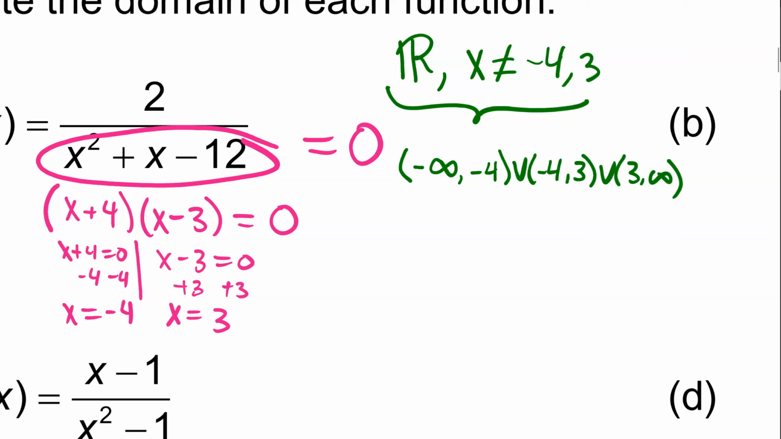So lots of unions. Got three intervals that are getting married, right? Being joined together. Unions. They're being joined together.